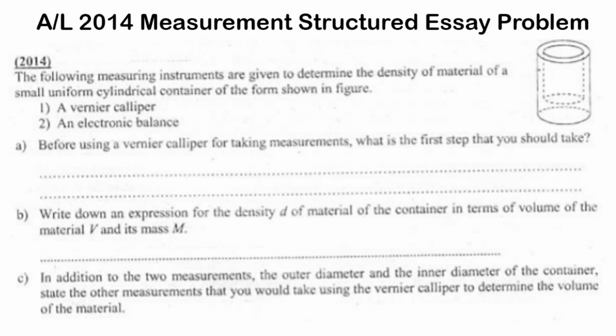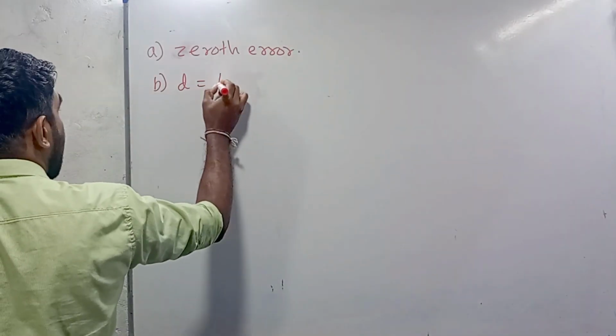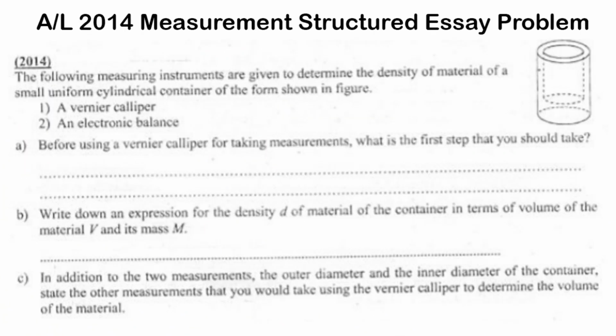Part B, write down an expression for the density D of the material of the container in terms of volume of material V and its mass M. Density equals mass over volume. Then part C, in addition to two measurements, outer diameter and inner diameter of the container, state other measurements you would take using the vernier caliper to determine the volume of material.